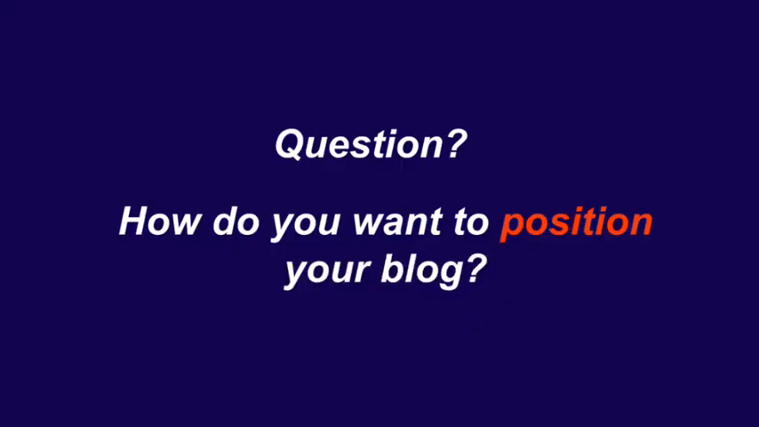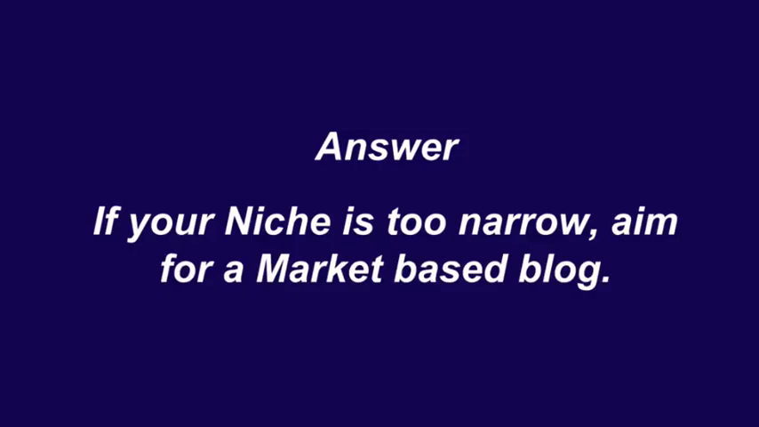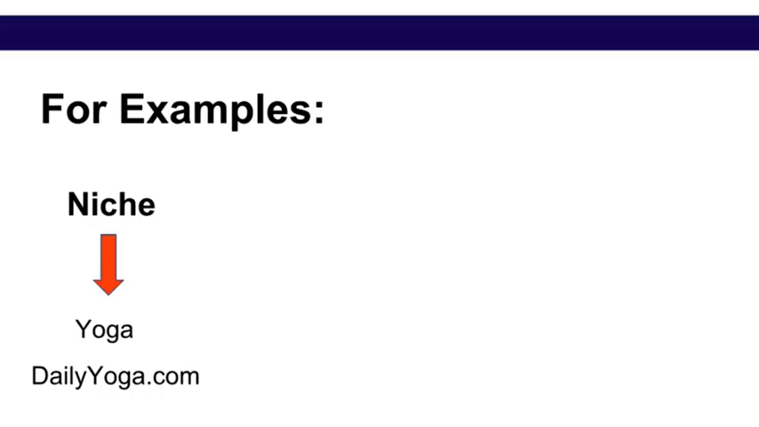Okay. Now the question is, how do you want to position yourself? How do you want your blog to make a position in the market? Do you want people to call it a market-based blog, or do you want people to remember it as a niche-based blog? Now the answer is, if your niche is too narrow, aim for a market-based blog. Now, what does it mean? Hold on. Let's take an example.